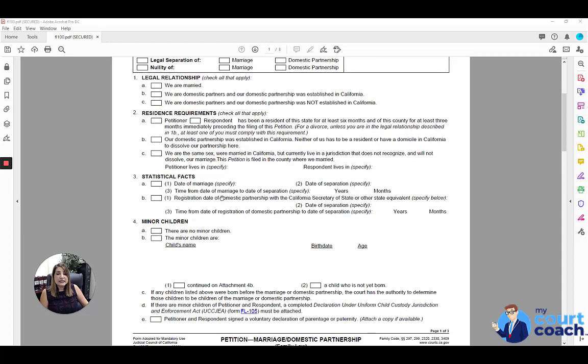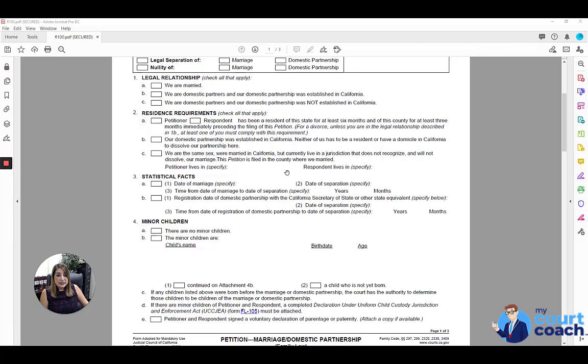Below that, you list the statistical facts, and that includes date of marriage and date of separation. Separation is going to be an overt act taken in furtherance of separation, something that you could defend on the stand if you needed to. And you would want to tally up the number of years and months from date of marriage to date of separation and include that in line 3A3.